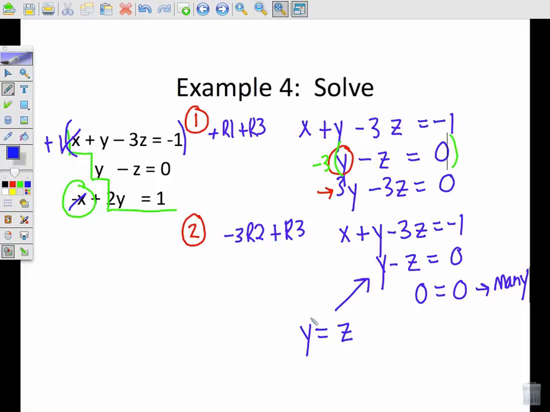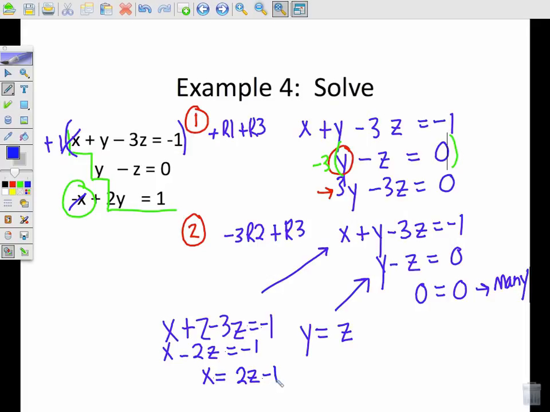If I back substitute now into equation number 1, then I can do this, x plus z minus 3z equals negative 1. I can actually solve for x. This would be x minus 2z equals negative 1, or x would equal 2z minus 1. So we know what x is equal to. We know what y is equal to. So what does z equal?